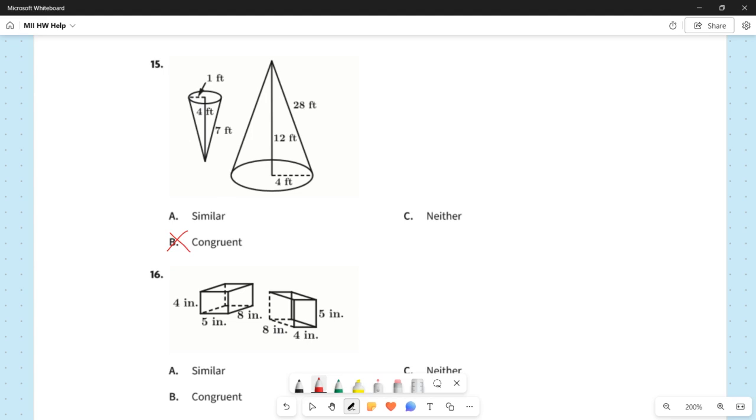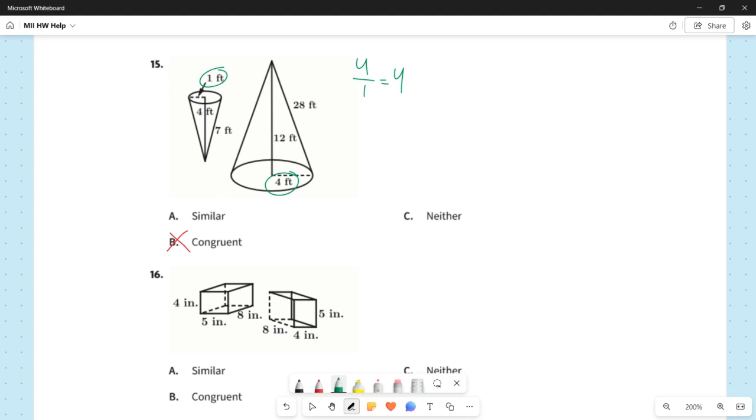Now, in order to determine whether they are similar or not, we need to check and see, all right, well, what was my scale factor that was used between these two? To keep things simple, I'm actually going to go from big to small. The order doesn't matter if you go from small to big or big to small, as long as you are consistent. I'm just going to go big to small. So if I compare my big radius to my little radius, we get 4/1, which simplifies to 4.